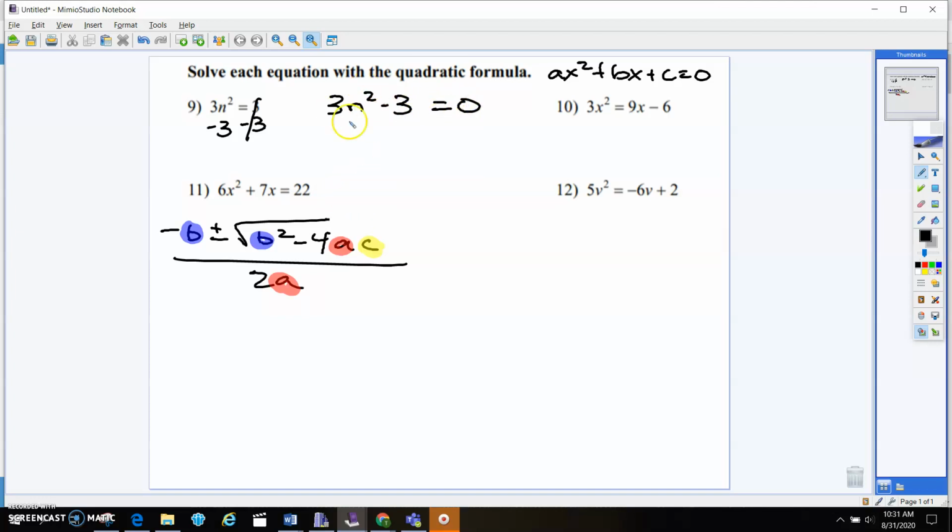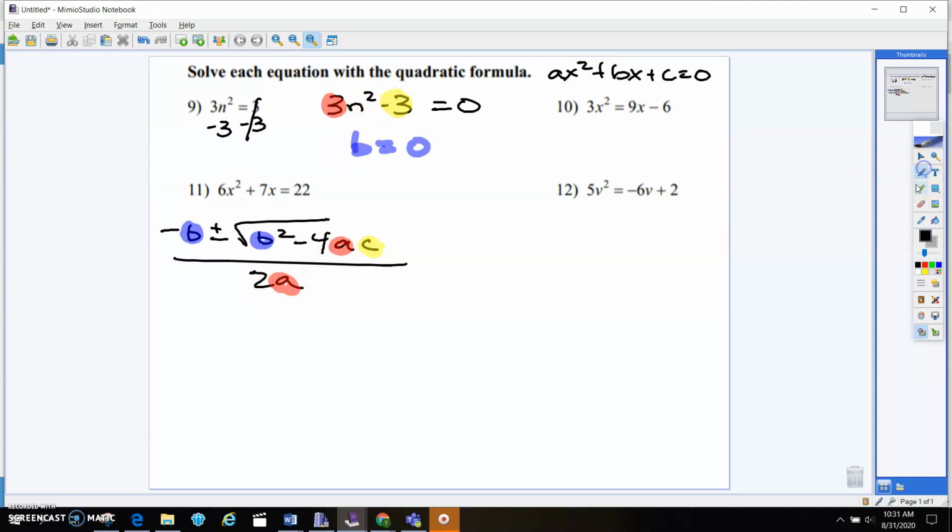All right, so as we're looking at this, we notice that there is an a term. It's right here. There is a c term, but there's no b. In this instance, b is going to equal 0 because there's nothing in between here and here.